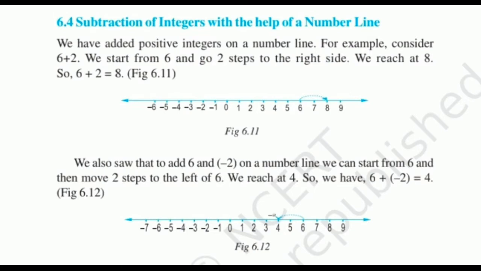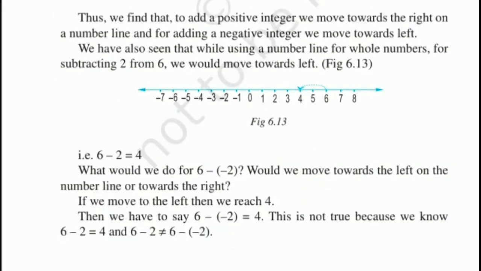We also saw that to add 6 and minus 2 on a number line, we can start from 6 and then move 2 steps to the left of 6. We reach 4. So 6 plus minus 2 is 4. Thus we find that to add a positive integer, we move towards the right on a number line, and for adding a negative integer, we move towards the left.